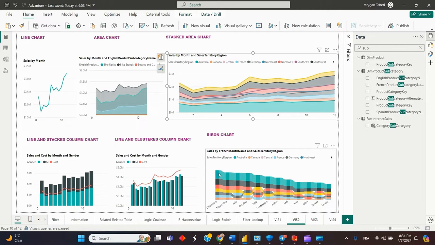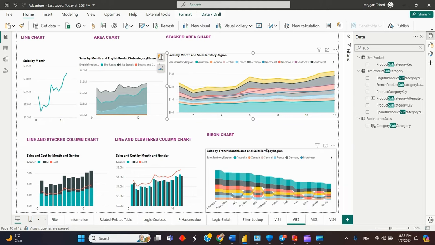This allows us to easily understand Australia, what is the proportion? What about Germany? What about the others? Highlighting proportion. The widths are not the same, they're different. And of course, visualized over time.